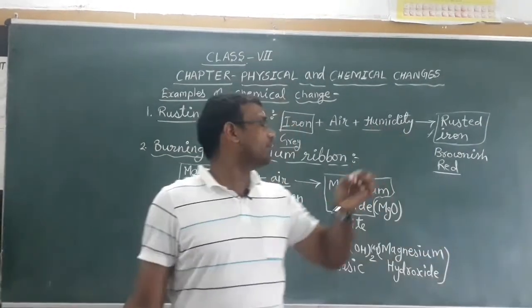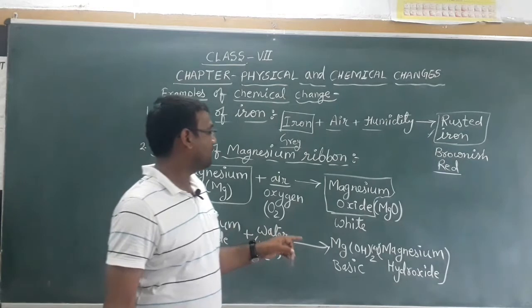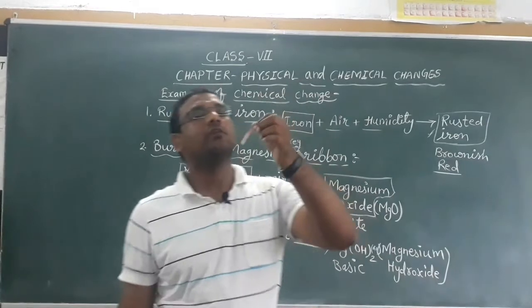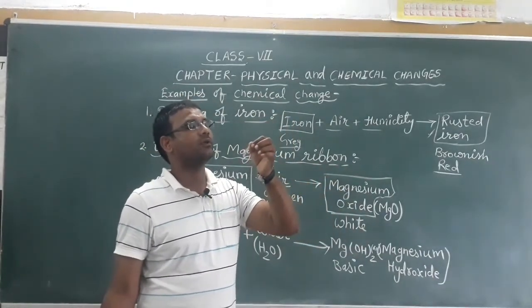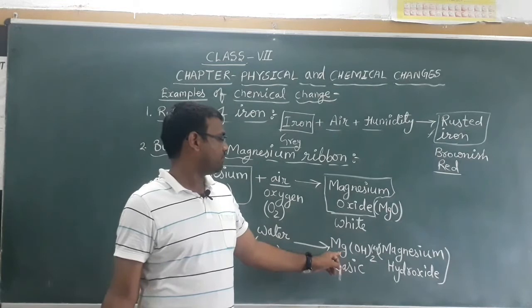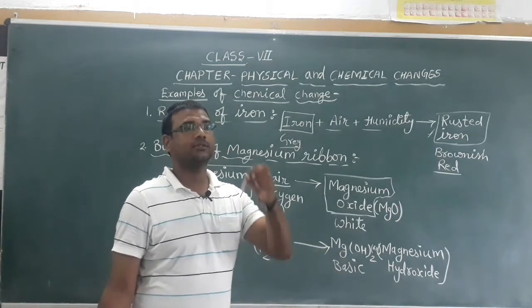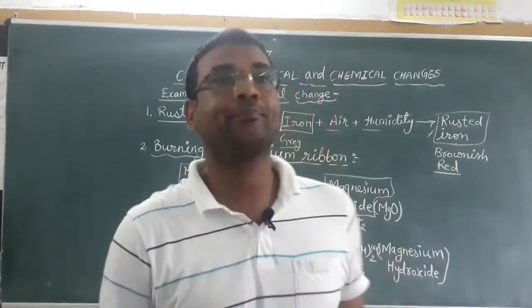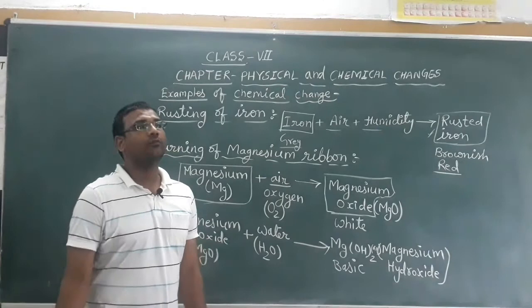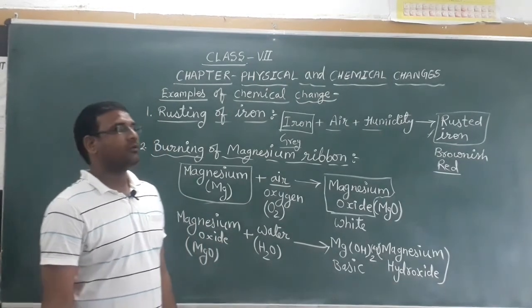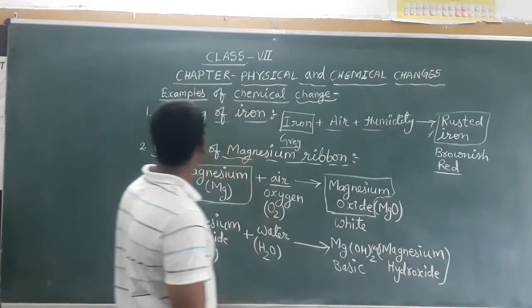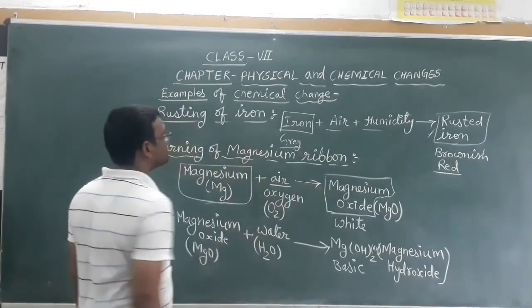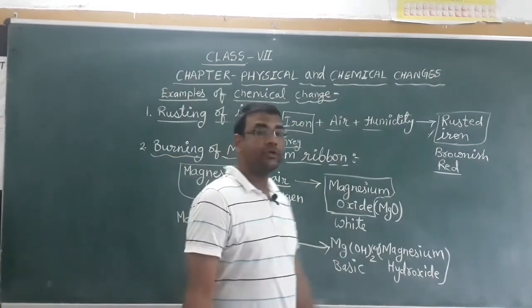Okay, so we can easily find out the nature of this compound, this substance, with the help of the litmus paper test. Here this solution of magnesium hydroxide is basic in nature, because it turns the color of red litmus into blue. Okay, so this is also an example of chemical change.